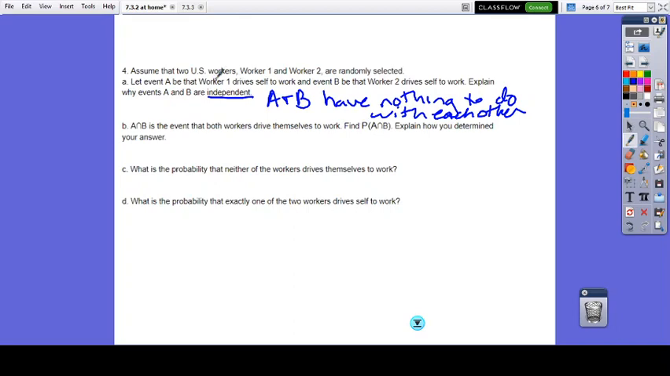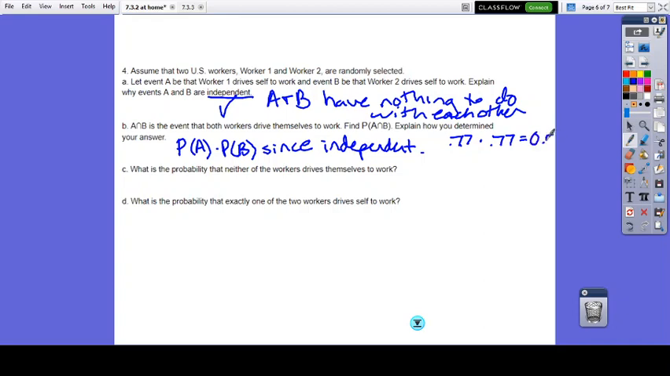Now we've decided that these are independent events, so we can use the rule of independence to solve this. Find the probability of A intersect B. The probability of A intersect B is going to be the probability of A times the probability of B, since we know that it's independent. So my probability of A, the first person driving themselves to work, is 0.77, times the probability of the second person, also 0.77, and that comes out to 0.5929, so about a 59% chance that they're both driving themselves to work.